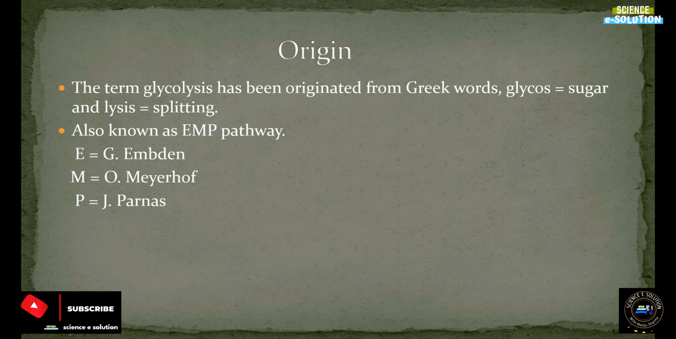So from where has the name glycolysis originated? It's from the Greek words, where glykos means sugar and lysis means splitting. So it means splitting of sugar. It is also known as the EMP pathway, named after the German scientists who discovered this pathway. They were G. Embden, O. Meyerhof and J. Parnas.